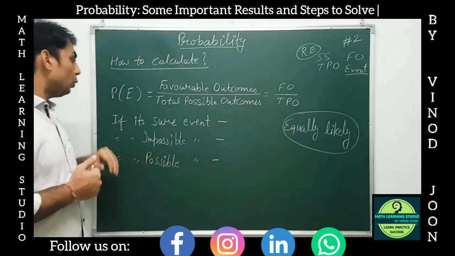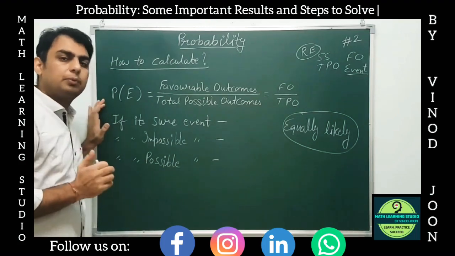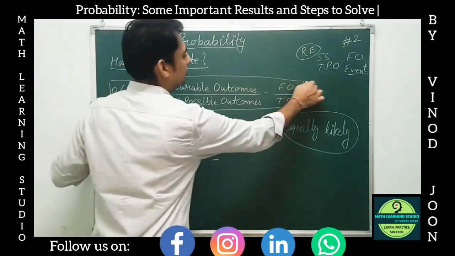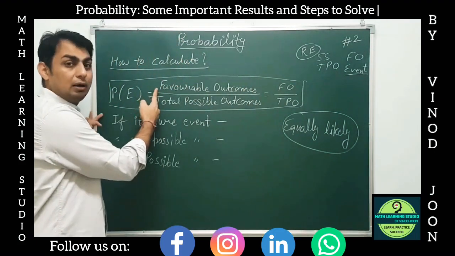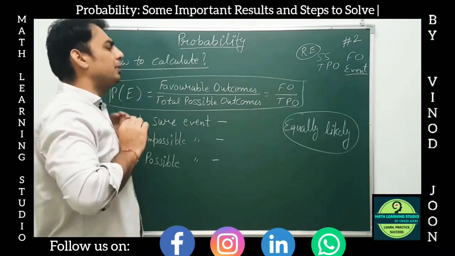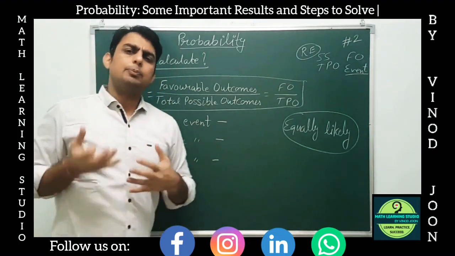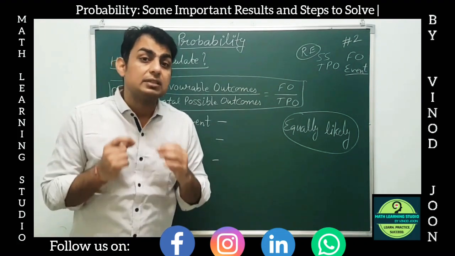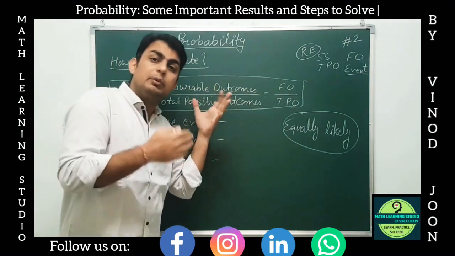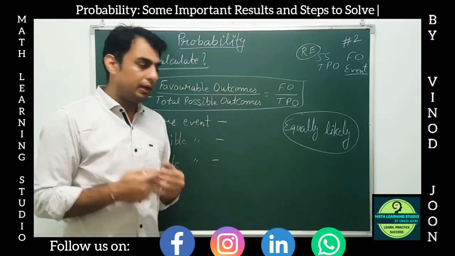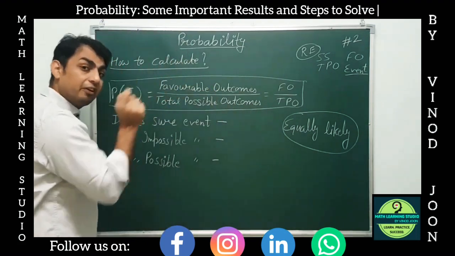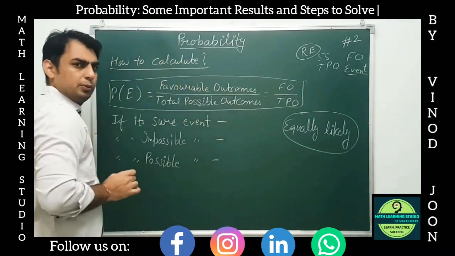Okay, whenever we calculate the probability, this is the one final formula that we apply, and it says: favorable outcomes divided by total possible outcomes. That simply means that whenever we need to find the probability of an event, we first need to calculate how many outcomes, how many results, are in favor of that event. And then we have to divide those many favorable outcomes by the total possible outcomes.